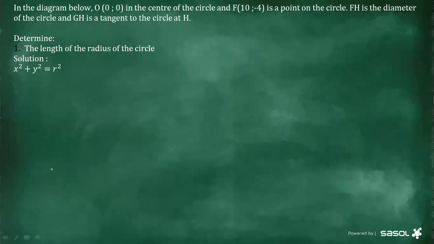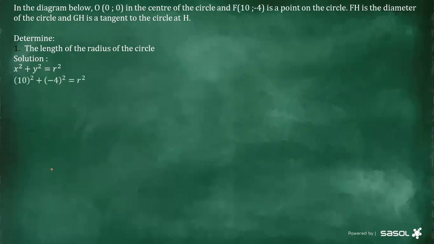In the diagram below, O is the center of a circle and F is a point on the circumference. FH is the diameter of the circle and G is a tangent to the circle at H. Determine the length of the radius of the circle.